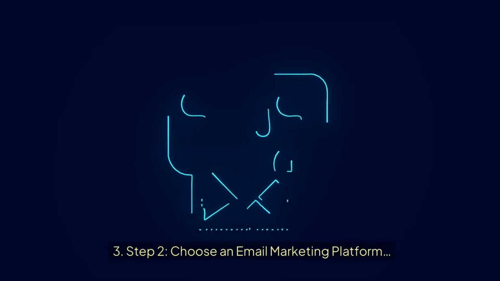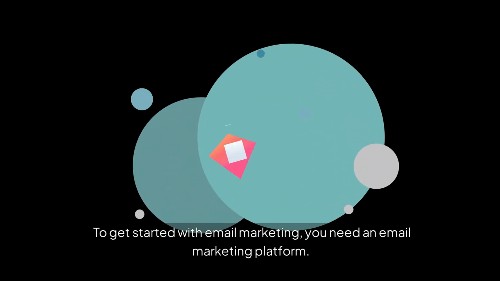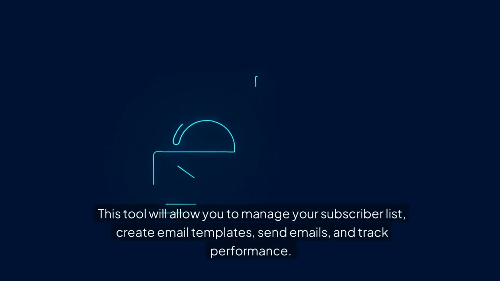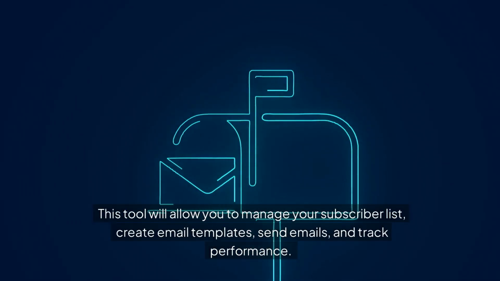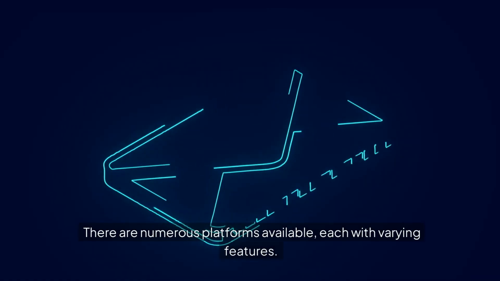3. Step 2. Choose an email marketing platform. To get started with email marketing, you need an email marketing platform. This tool will allow you to manage your subscriber list, create email templates, send emails, and track performance. There are numerous platforms available, each with varying features.